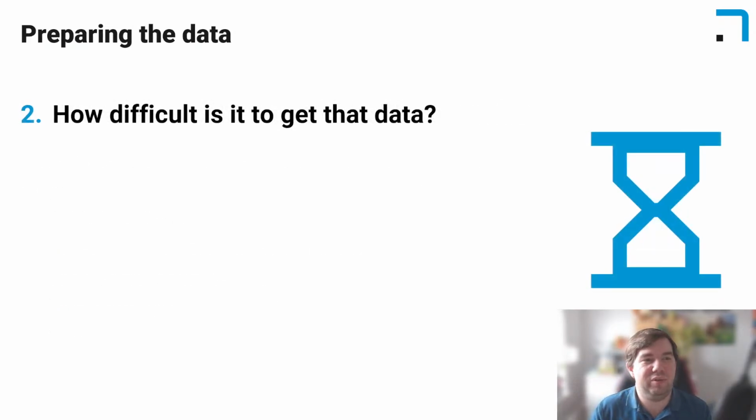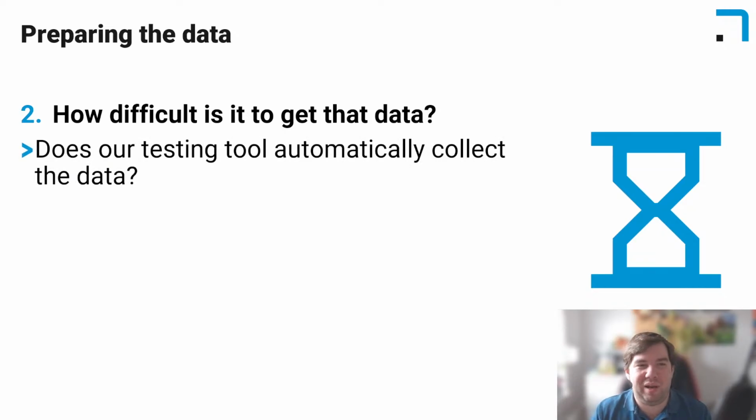Looking at how difficult it is to get this data that we need. First thing, of course, does our tool automatically collect this data? If our tool automatically collects it, perfect. It's really easy, we don't have to worry. But if it doesn't, then we have to think about how we actually get this data. What do we need to do? Do we need to make some API calls? Do we need to look into the automatic logs and extract that sort of information out? How do we do this?